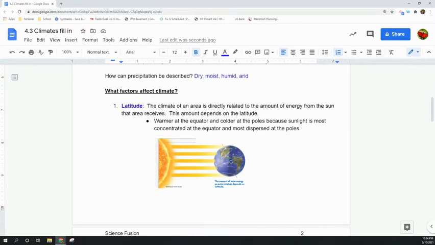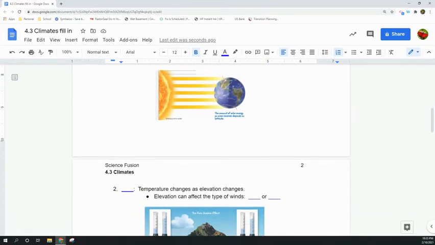So if you're at 0 degrees latitude, which is the equator, you're going to be warmer. And then if you're at 90 degrees latitude, which is the poles, you're going to be cooler because there's less direct sunlight that is actually hitting those areas. So the amount of solar energy an area receives depends upon its latitude. So more in the middle, you're going to get more direct sunlight. At the tops, you're going to get less direct sunlight.